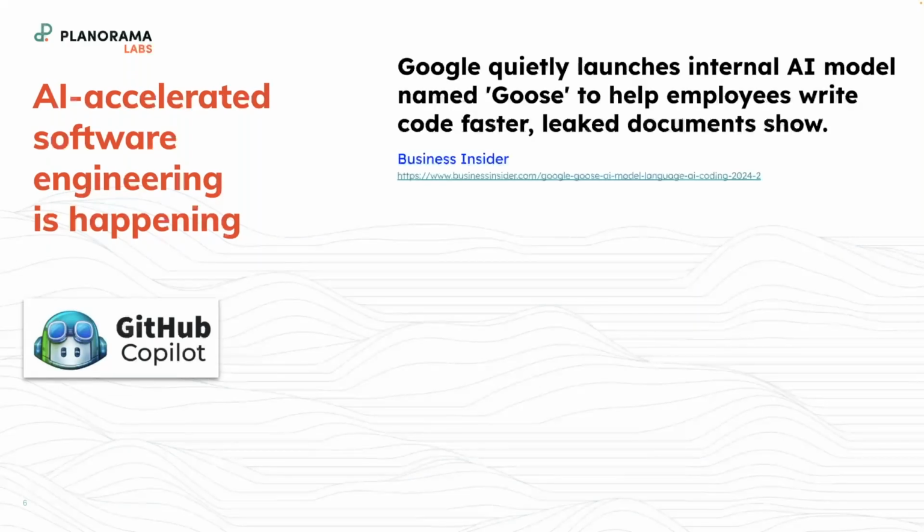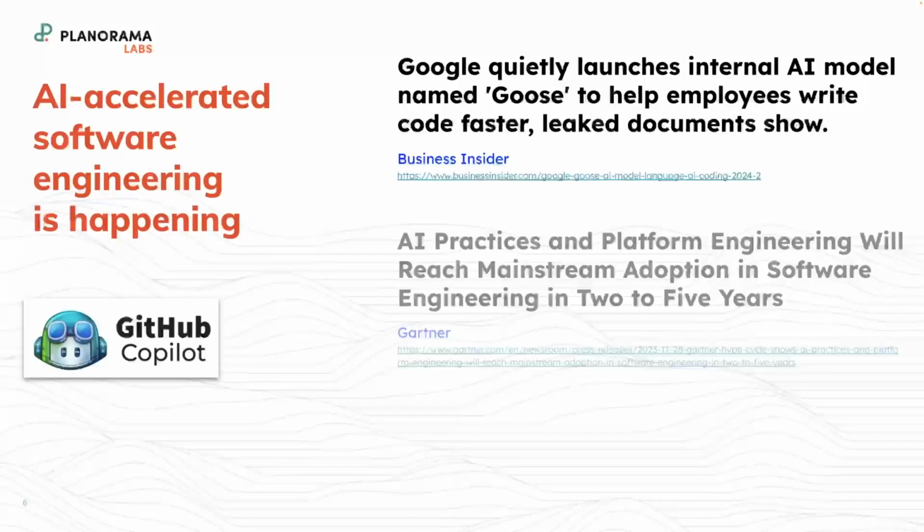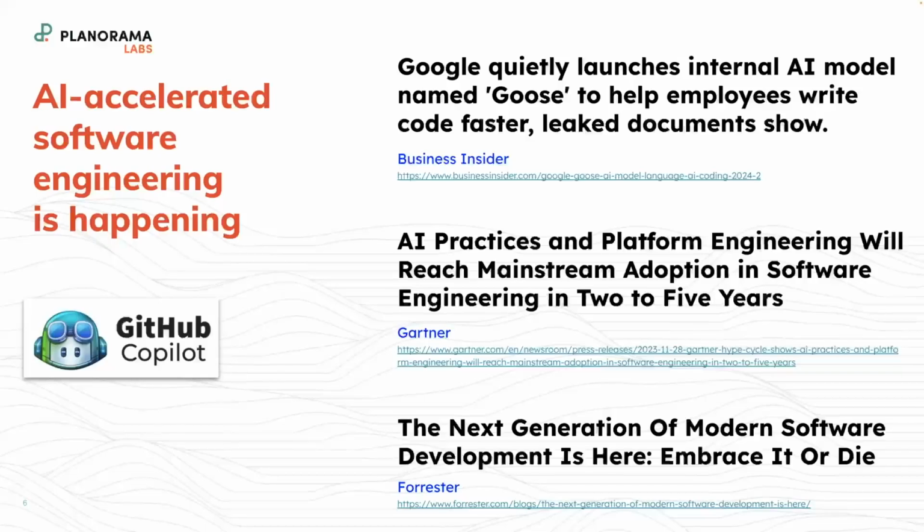Other large companies who can afford to build their own solutions are doing this, right? Google released a week or so ago that they're building their internal solutions to accelerate software development. Gartner and Forrester are both forecasting that there are significant changes on the horizon for software development.